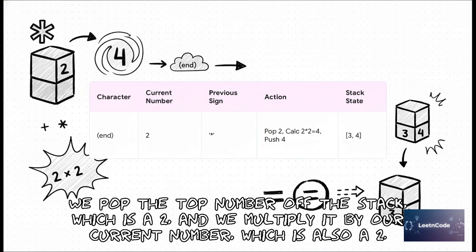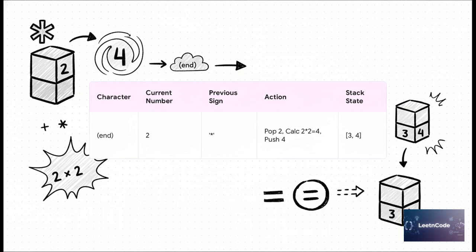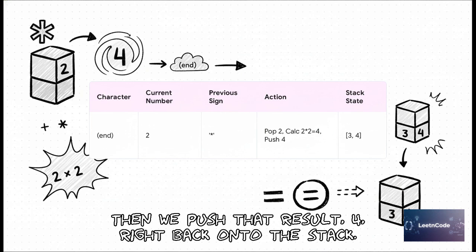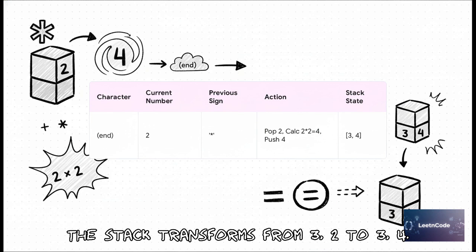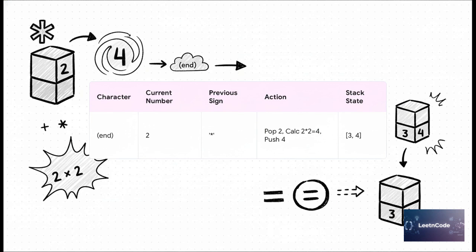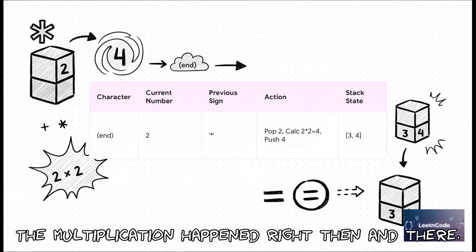We pop the top number off the stack, which is a 2, and we multiply it by our current number, which is also a 2. That gives us 4. Then we push that result, 4, right back onto the stack. And just like that, you see it? The stack transforms from 3, 2 to 3, 4. The multiplication happened right then and there.